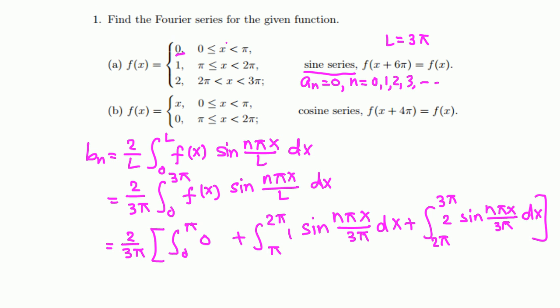Same thing here. In this case it's a cosine series. Cosine series means we will have only cosine terms, so all BNs are 0, and 1, 2, 3, and this is 2L, so L is 2 pi. Okay, that finishes number 1.